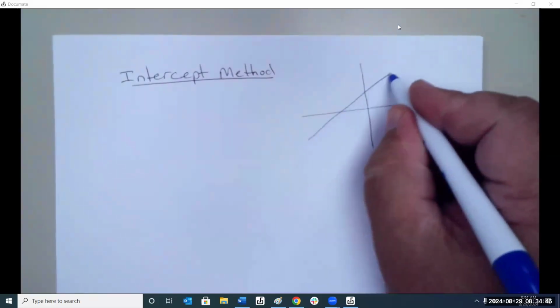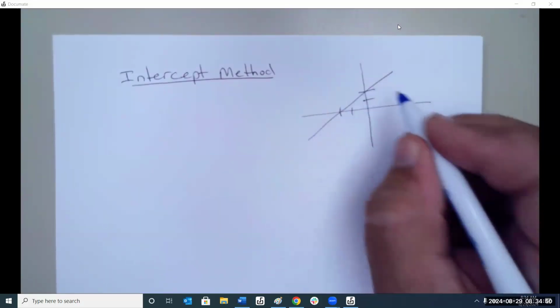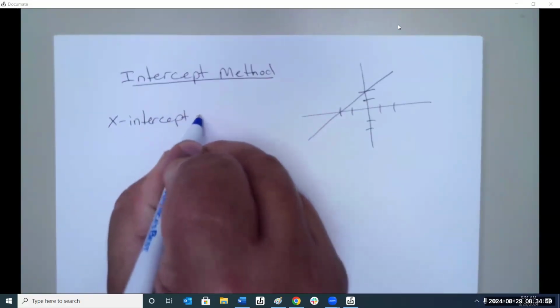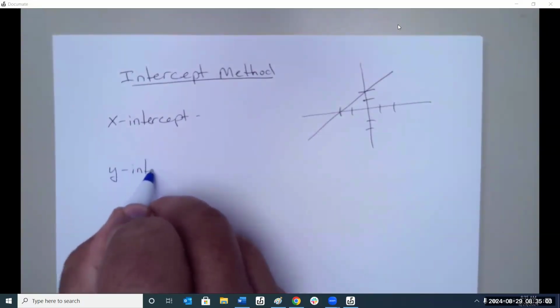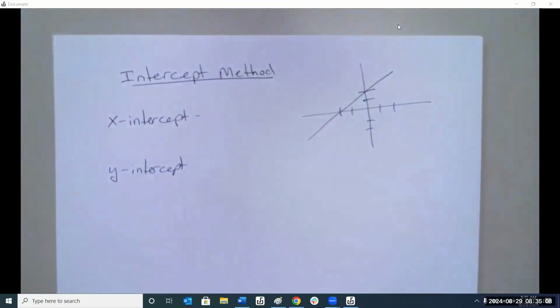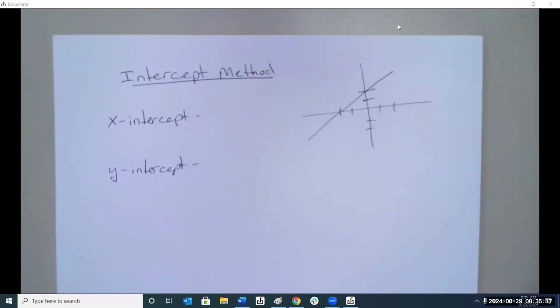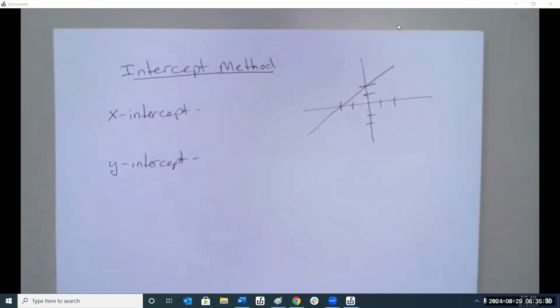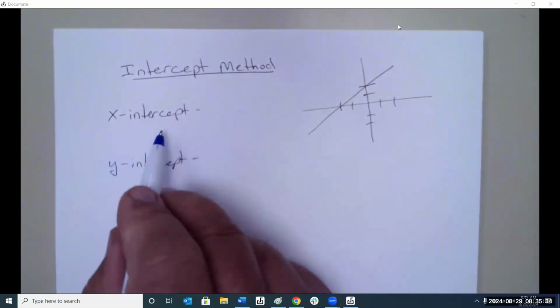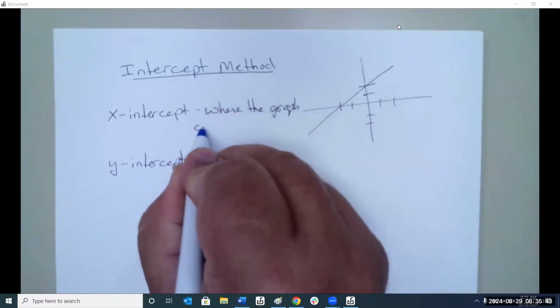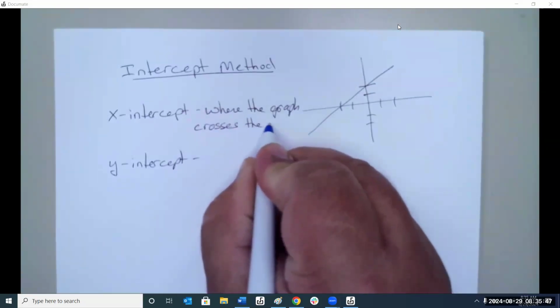There are two types. There is the x-intercept, and there's the y-intercept. The intercepts are where the graph crosses the axis. You won't need your computer. Use pencil and paper. You can't take math notes in a computer. It's impossible. An x-intercept is where the graph crosses the x-axis.